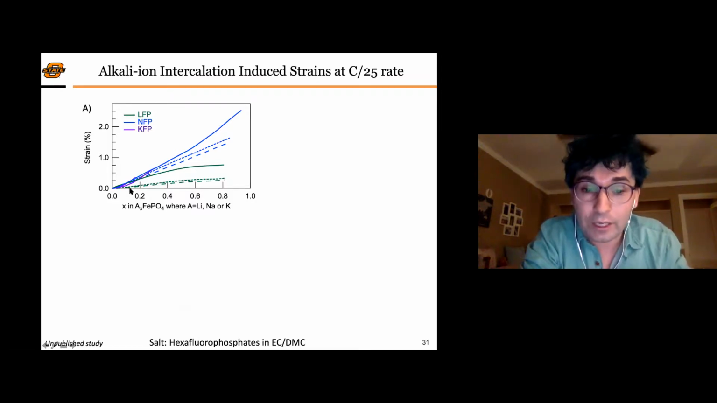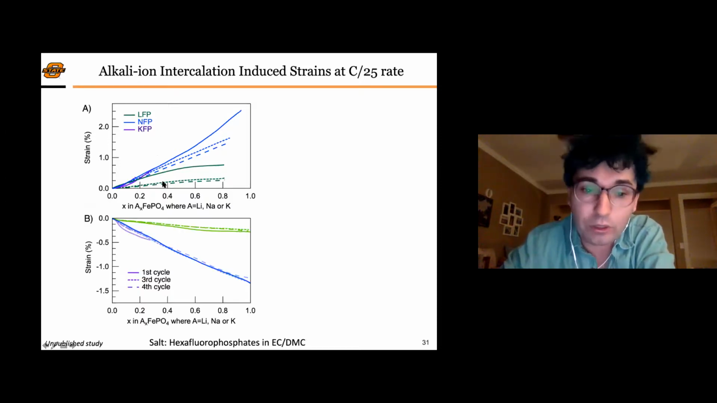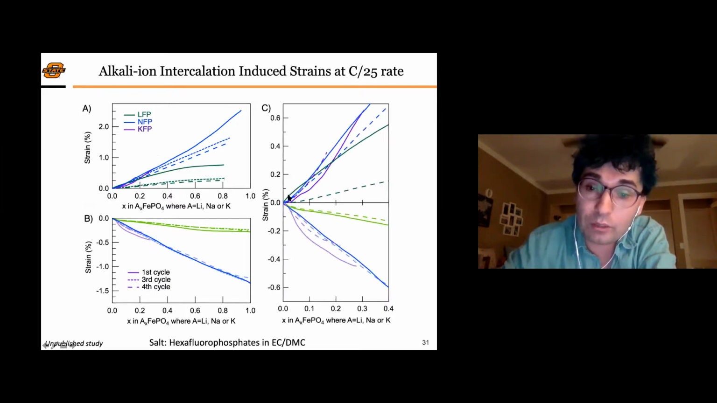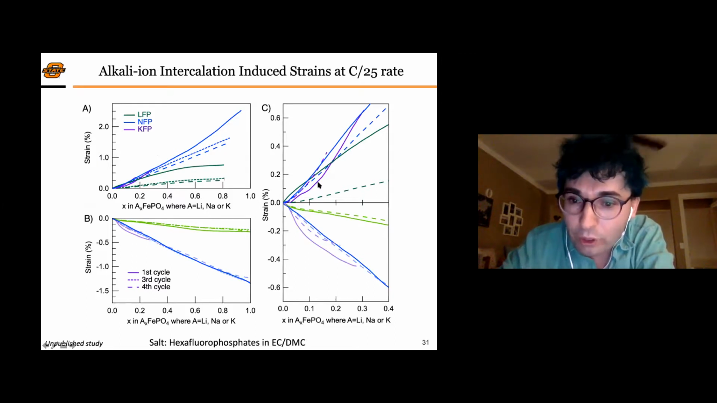Here we look at the amount of lithium, sodium, or potassium in the compounds with the composite strain. One thing you might realize is that the blue and the purple lines, sodium and potassium, are very close to each other. The green one is the lithium, where, as we expect, the expansions are much smaller. The same behavior is also observed during deintercalation. If you look a little more closely here, the straight lines are the first cycle and the dashed lines are the fourth cycle.